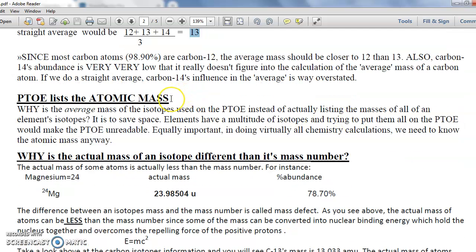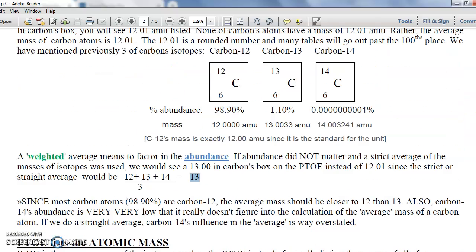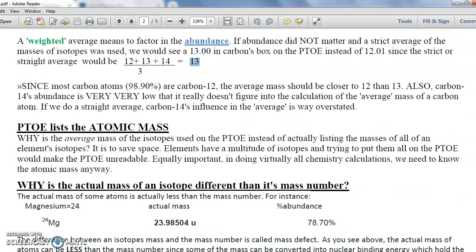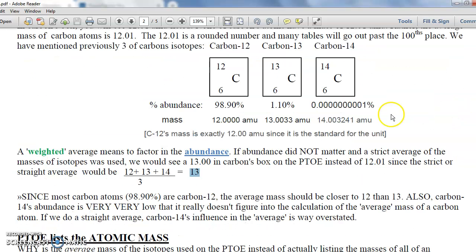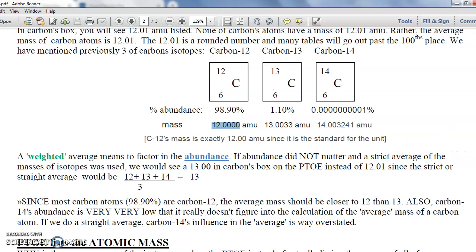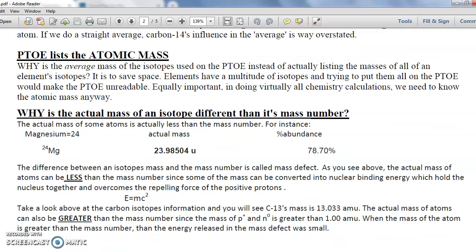The periodic table lists the atomic mass. Why does it list the atomic mass instead of listing the masses of all the isotopes? The answer is because there are too many isotopes. If we actually tried to list the masses of every isotope, the periodic table would be clogged with numbers. We would have to have every one of these numbers in carbon's square. Some elements have a ridiculous number of isotopes. You would not want all those numbers in the boxes on the periodic table.